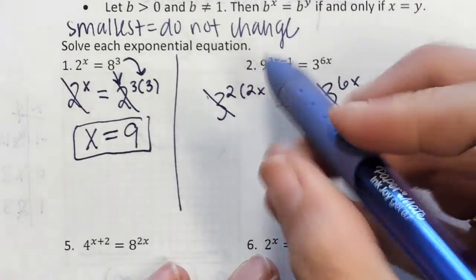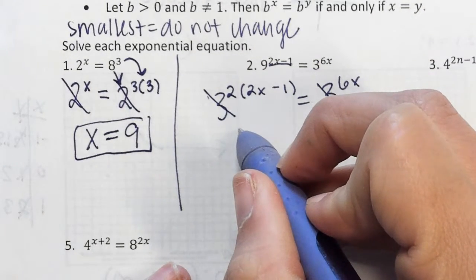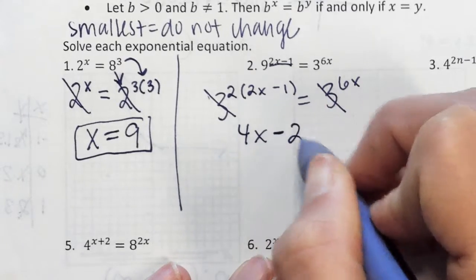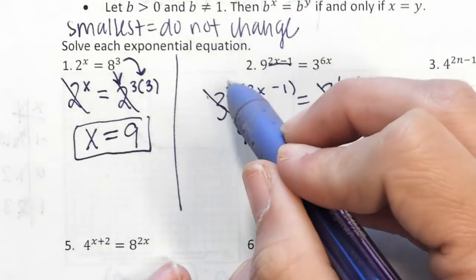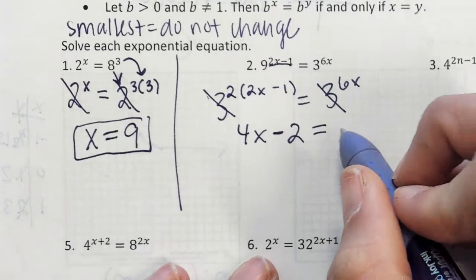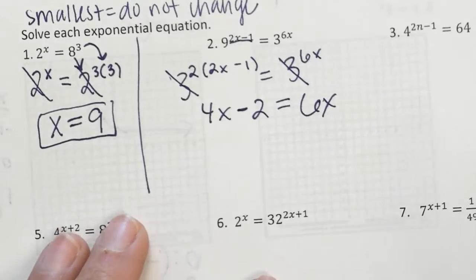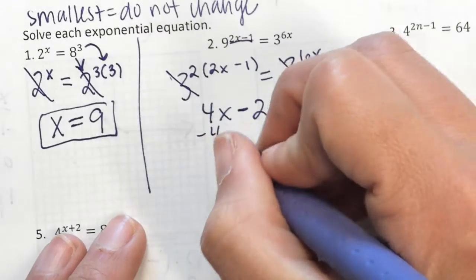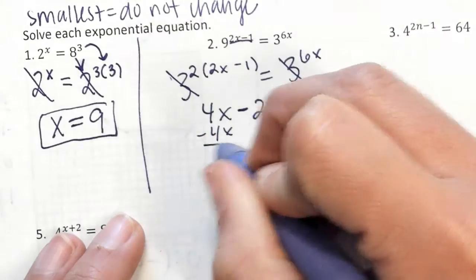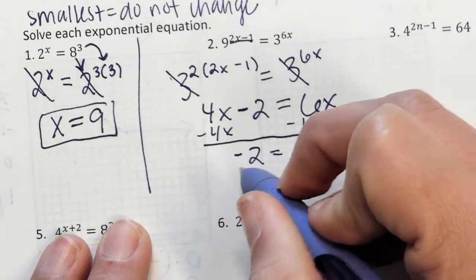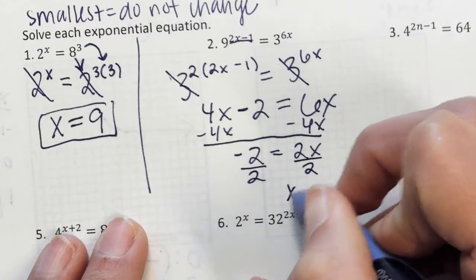Good. What would I have on the left side? Good, and you got that by doing what? Distributing. On this side we have. Alright. What should we do here to solve for x? Okay. So we would get negative 2 equals what? And divide by? So x equals? Very good.